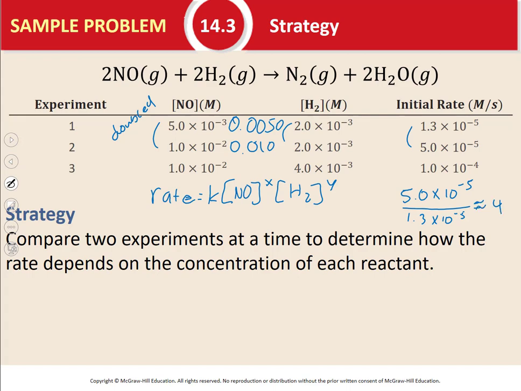So when we doubled it, we approximately did what to our rate? Quadrupled it, which means what is x? 2. Good. X is 2. Now try and figure out y.